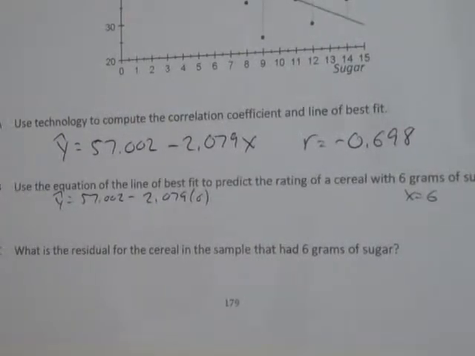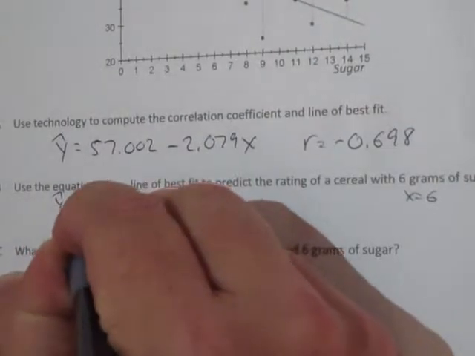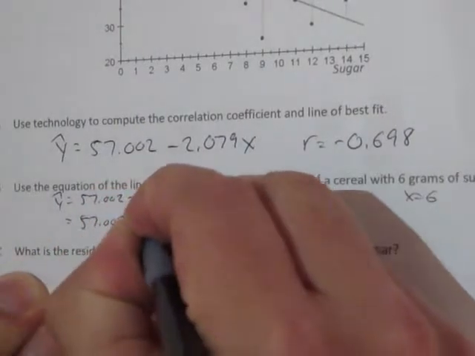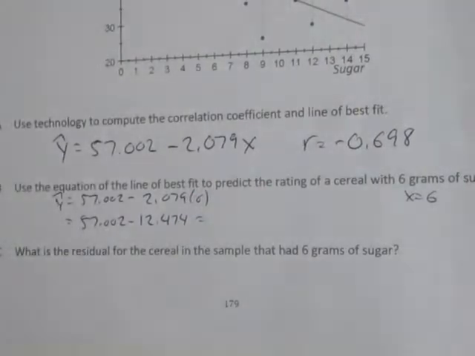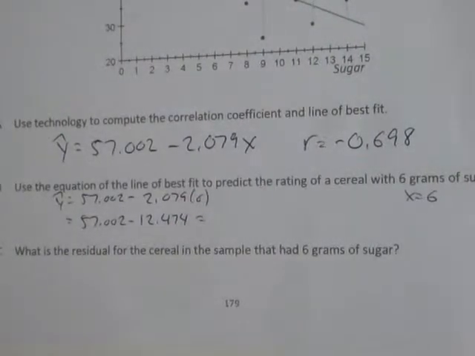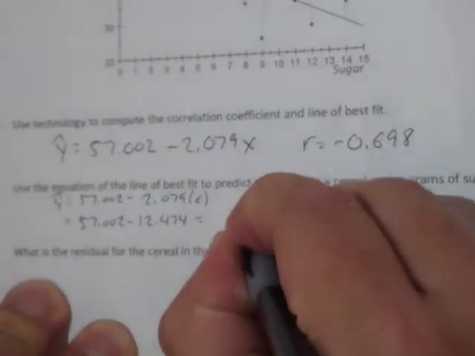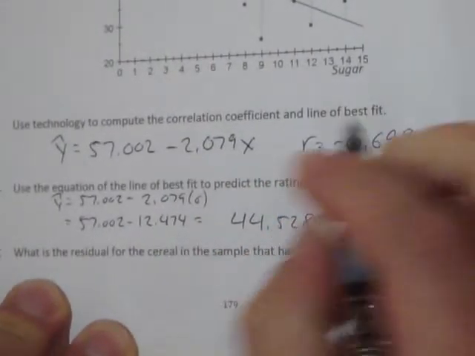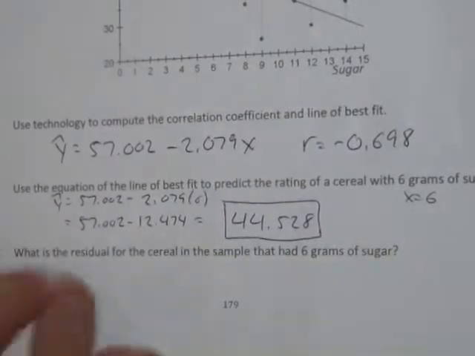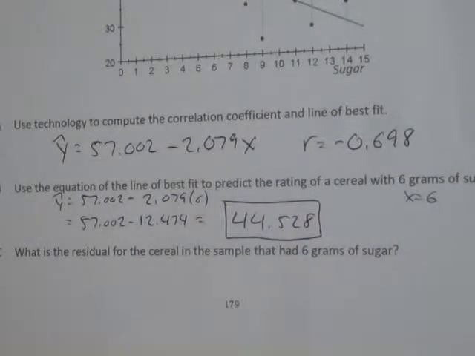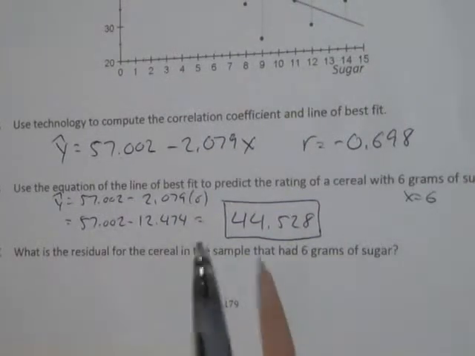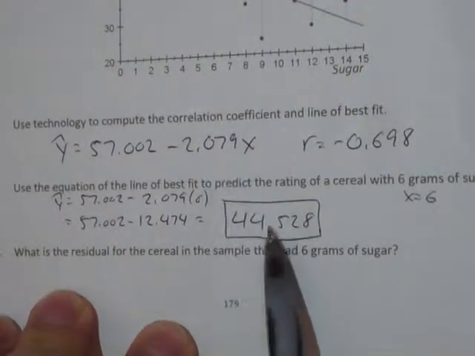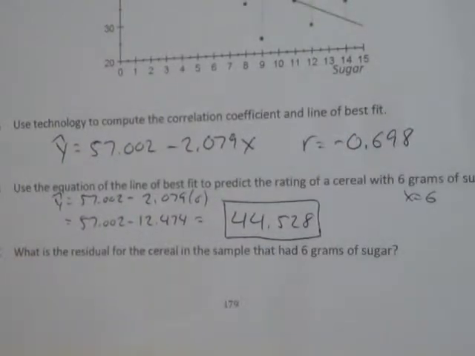2.079 times 6, and I got 12.474. So 57.002 minus 12.474, and I got 44.528. That was my predicted rating. So if someone asks me, this cereal has 6 grams of sugar, what's the rating? If I use this equation, I get this much right here, 44.528.